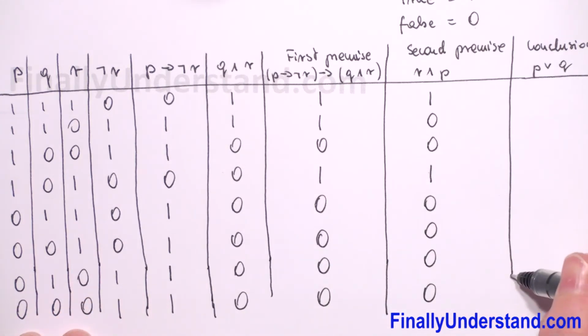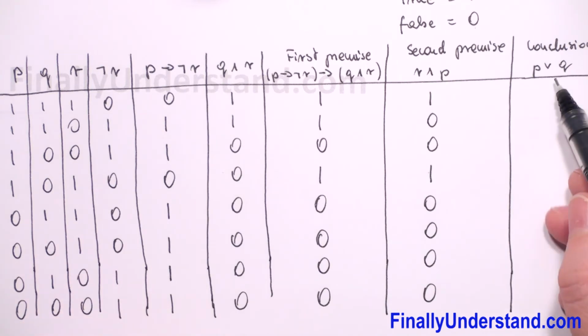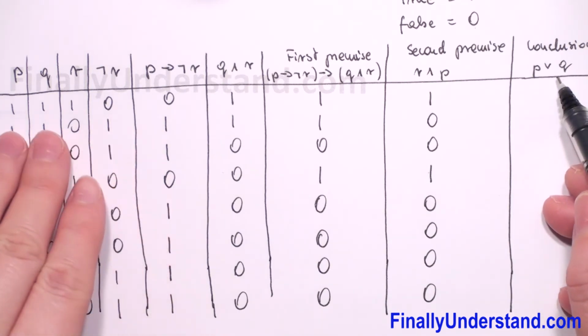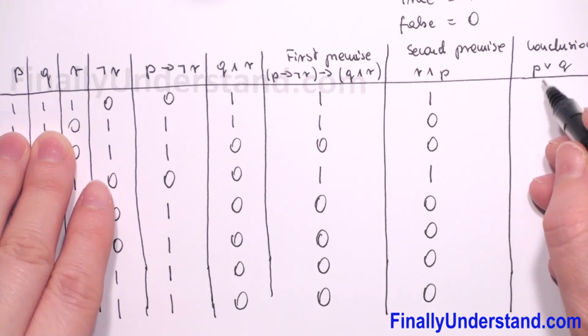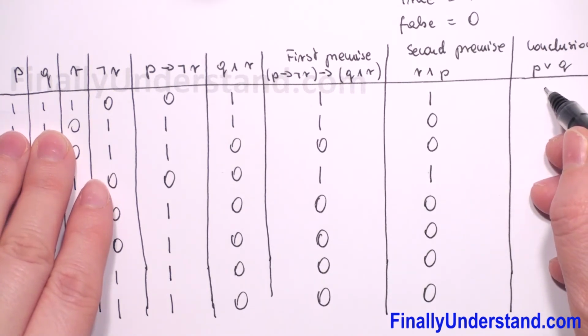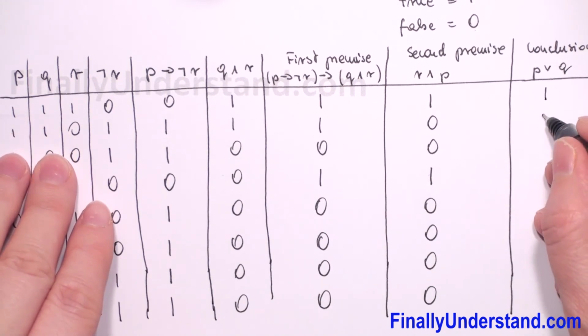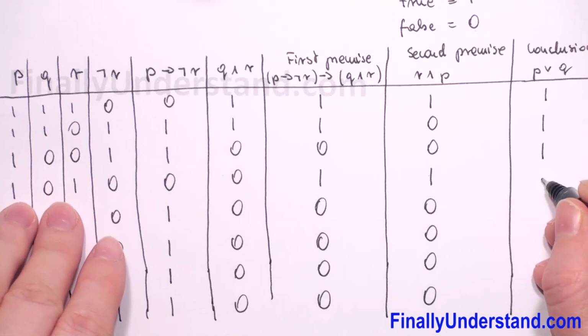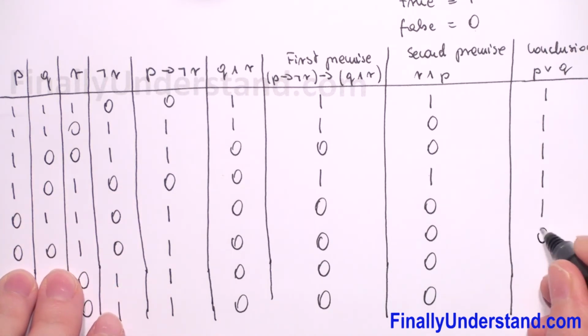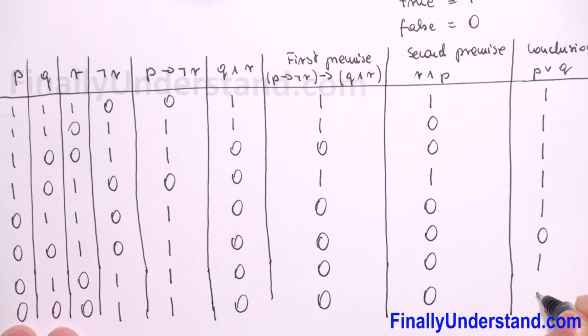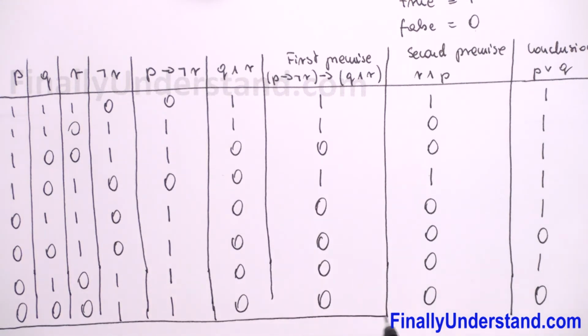And we have the disjunction statement P or Q, which is false only when both statements are false. So we have 1 and 1, so this is true, true, true, true, true, 0 or 0, so this is false, true, false.